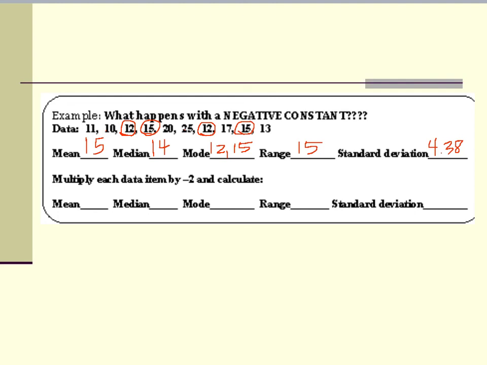Now in this case, we're going to multiply everything by -2. So again, you can take L1 times -2, or you can just multiply each value by -2. But if you do that, here's what happens. The mean is -30. The median is -28. The mode is -24 and -30. The range is +30. And the standard deviation is positive 8.76.